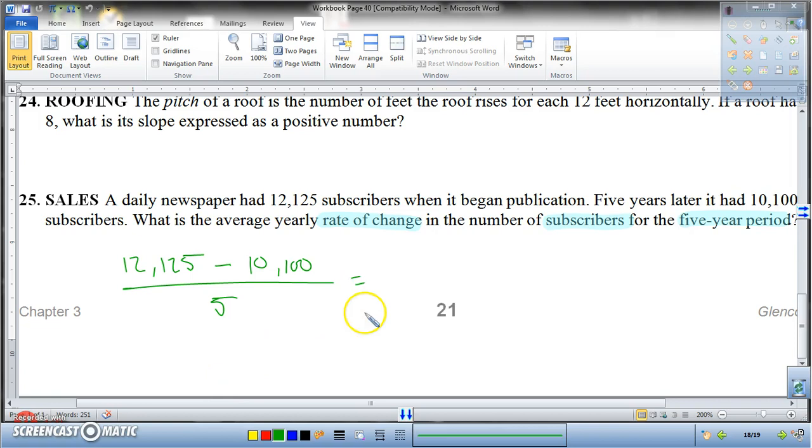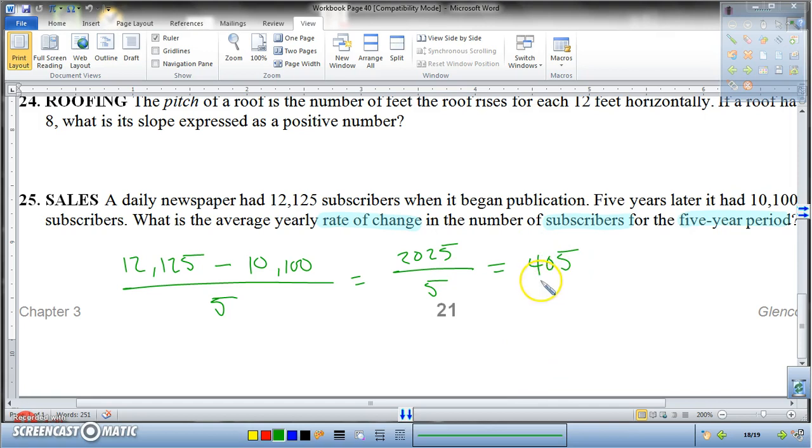So then I do 12,125 minus 10,100. Let's see what that is. 12,125 minus 10,100. Okay, that gives me 2,025. And then I'm going to divide that by 5 to get a rate of change of 405.